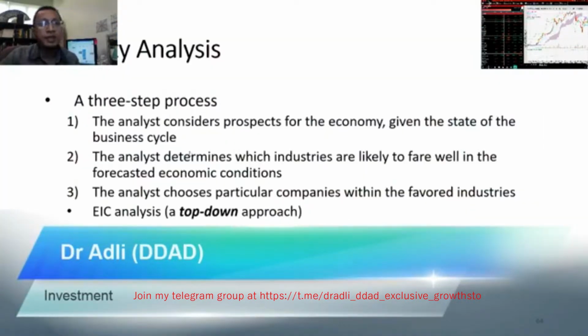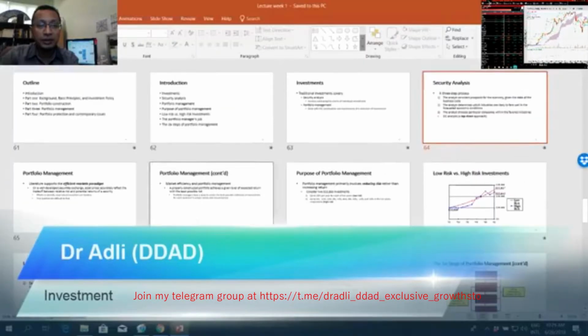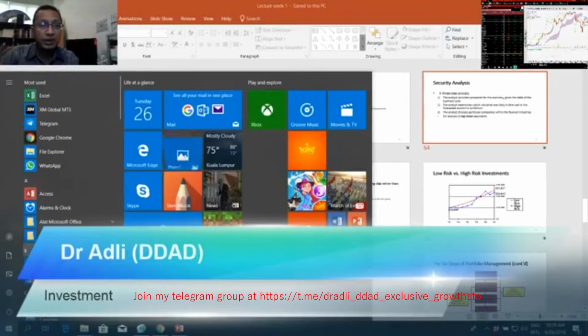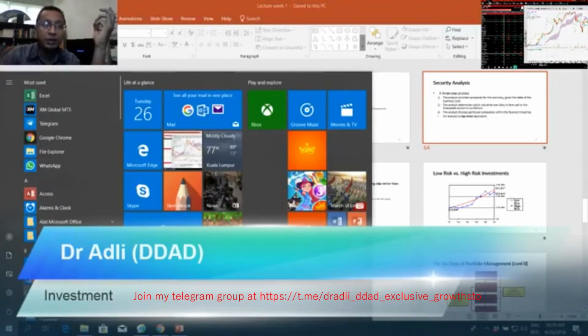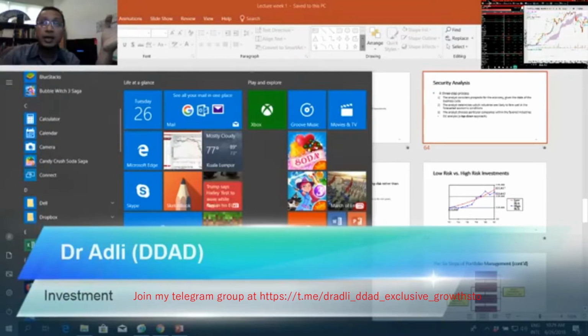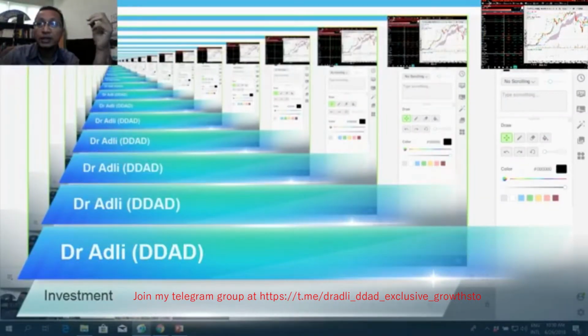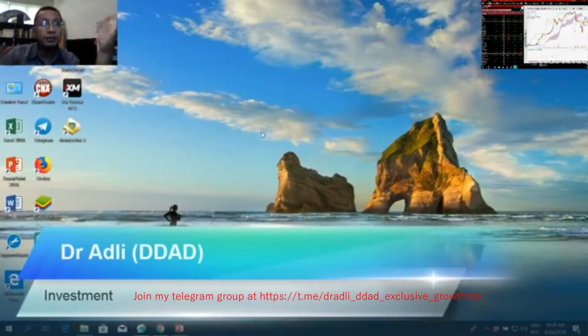So basically, the three-step process is to look at the economy, then look at the industry itself, and then look at the company. Now, how do you want to do that in the real world? If you want to look at the economy, what you can do is look at the stock market index. You can do this by looking at the stock market index, and then you can see whether the economy is moving upward or moving downward.